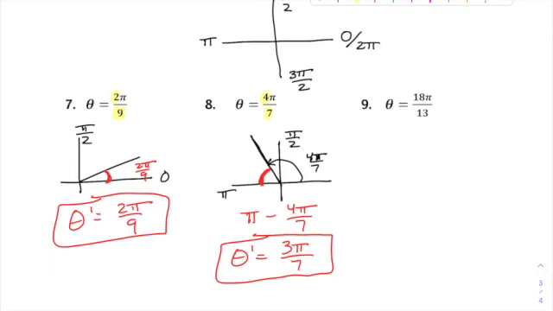Radians, when you get comfortable with radians, I know it's fractions, but they're so much easier to deal with in a lot of ways. So number 9, you've got 18 pi over 13. So think about 18/13. Maybe you think of it as a mixed fraction. 13 goes into 18 once, and there's 5 left over.